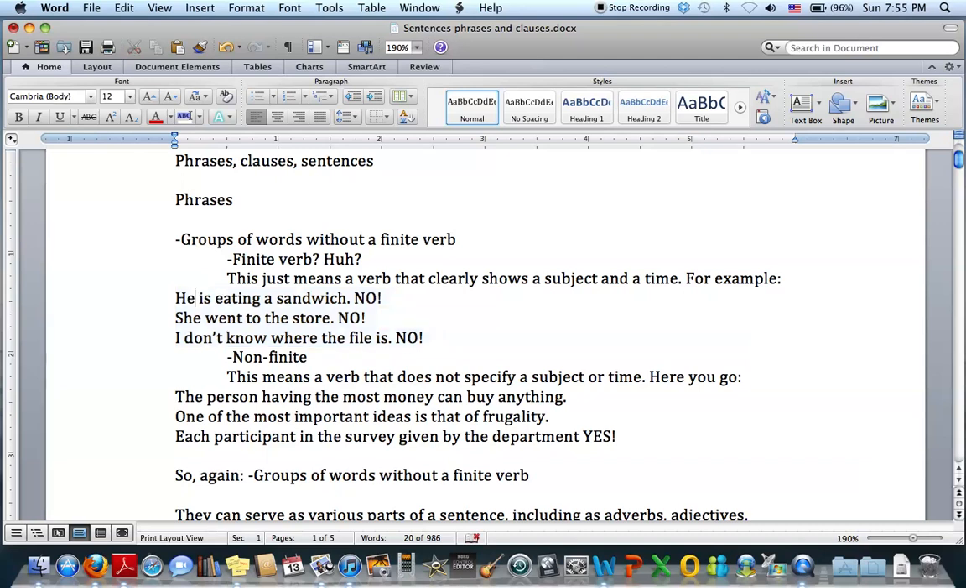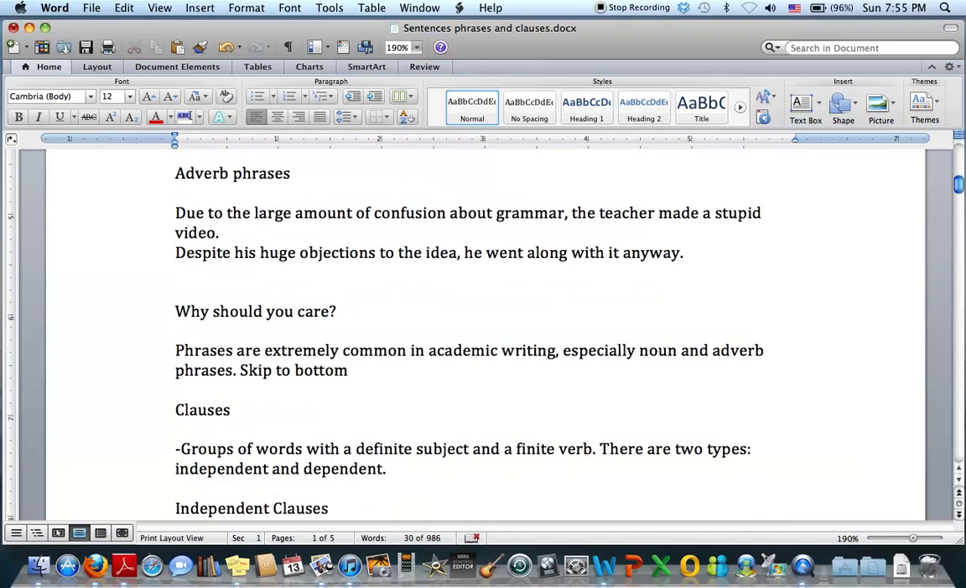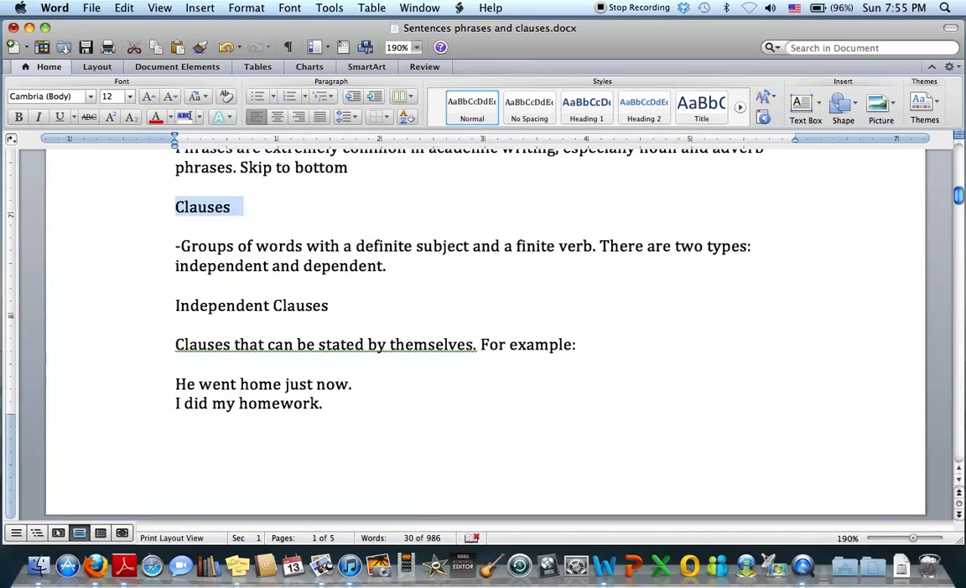We have a clear subject in each one: he, she, and I. In each one we have a clear finite verb phrase: is eating, went, don't know. So that's really what we're looking at when we're talking about clauses. They are groups of words with a definite subject and a finite verb. There's two types, independent and dependent. Let's take a look at what we mean by that.